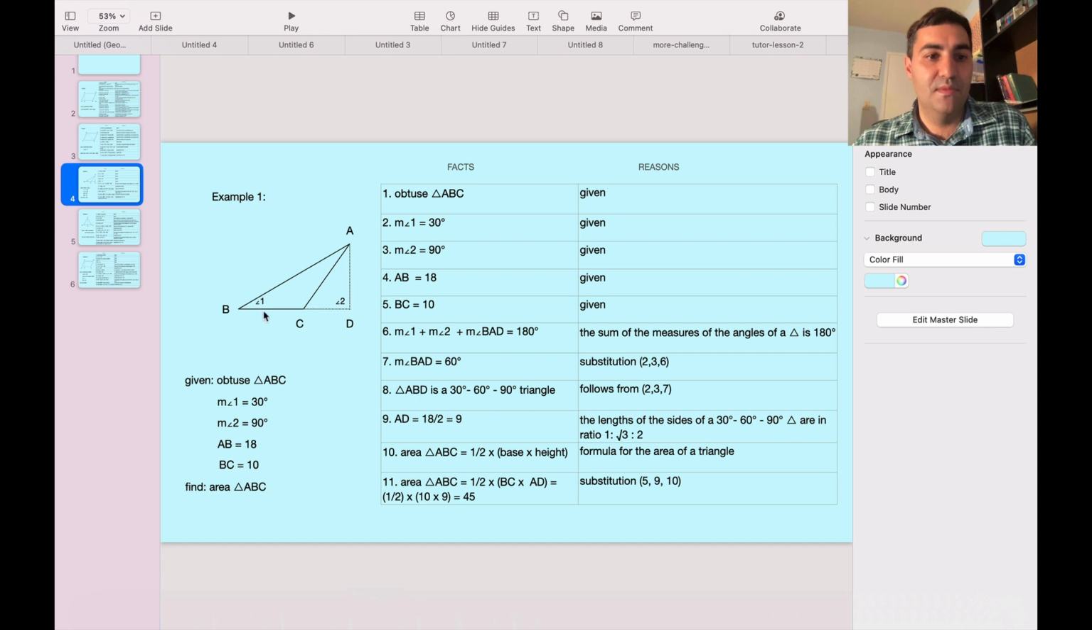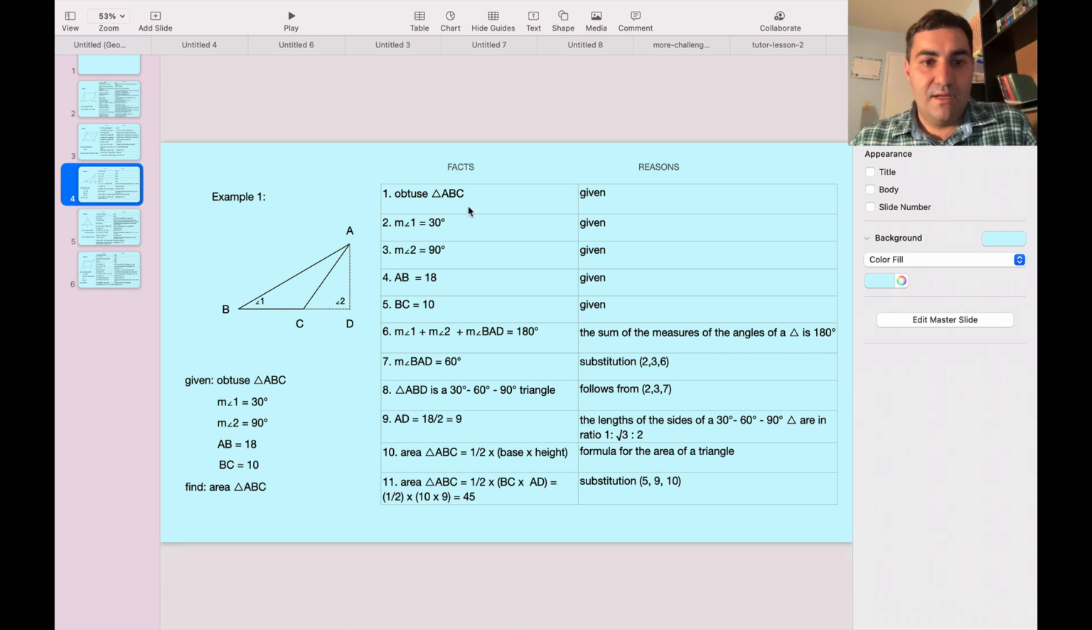Example 1. In this case, we have an obtuse angle, and the obtuse angle is going to be C. Obtuse means that the measure of the angle is between 90 degrees and 180 degrees. So measure of angle 1, this angle here, is 30 degrees. Measure of angle 2 is 90 degrees. Segment AB has length 18 and segment BC has length 10. And we want to find the area of triangle ABC.